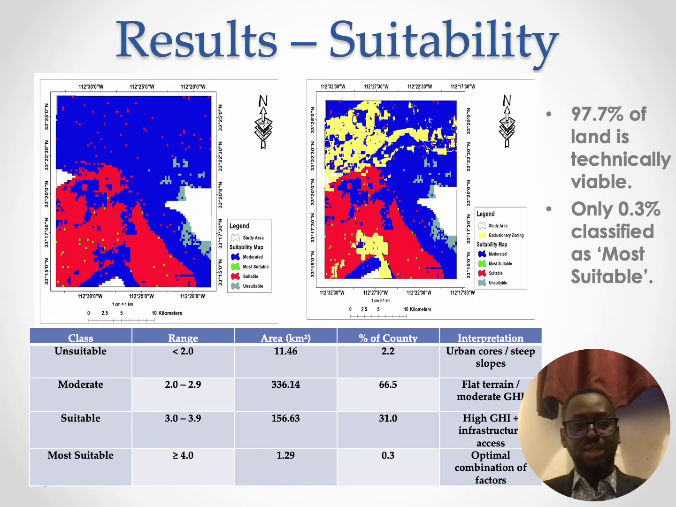Our findings show that 97.7% of the land in Maricopa County in Arizona is technically viable for solar installation. However, only 0.3% of the land falls into the most suitable category. This 0.3% reflects locations where all favorable factors, high solar radiance, flat terrain, good road access, and close proximity to transmission lines, come together. Although the percentage is small, this area represents optimal conditions for utility-scale solar development.